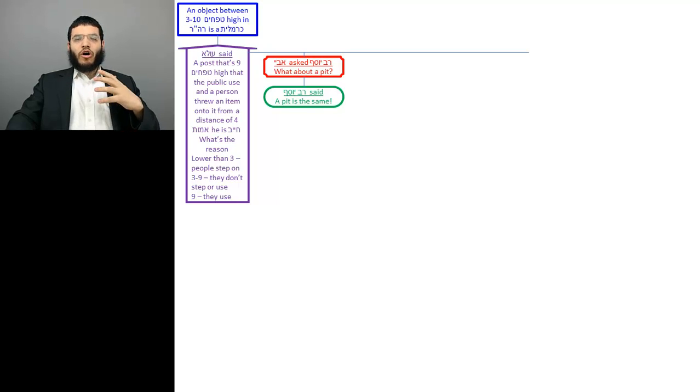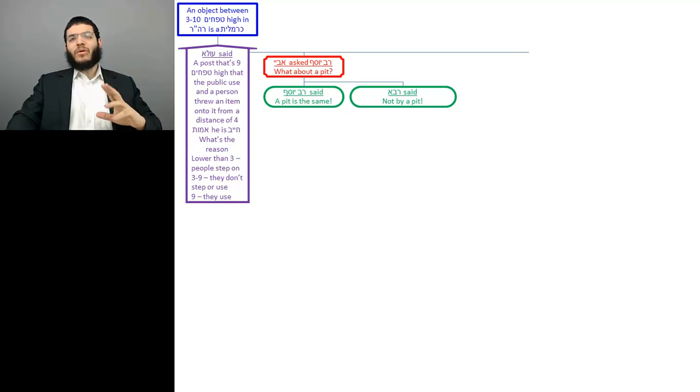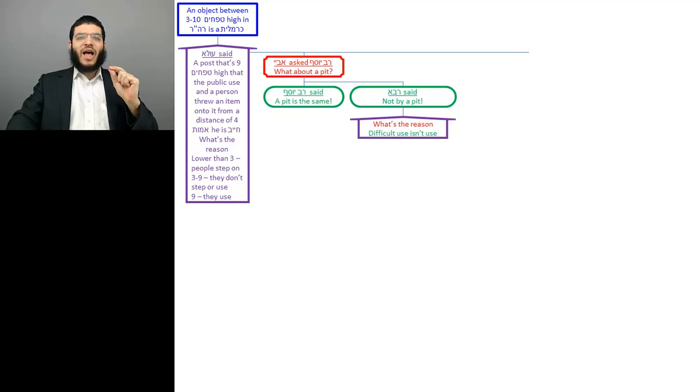However, Rava argues with this, and Rava said, Begumaloi, not by a pit. A pit is different. The pit's not going to be considered part of the Rishus HaRabim. And the opinion of Rava is explained. Rava said, what's the reason? Why is a pit different than a post? Because he says, Tashmish al yedei adchak loi shmei tashmish. Use which is inconvenient and difficult is not considered use.